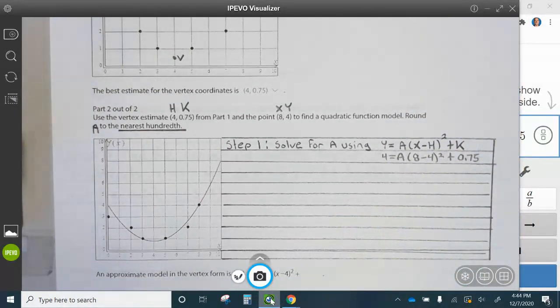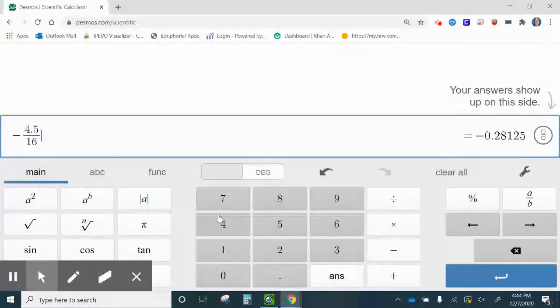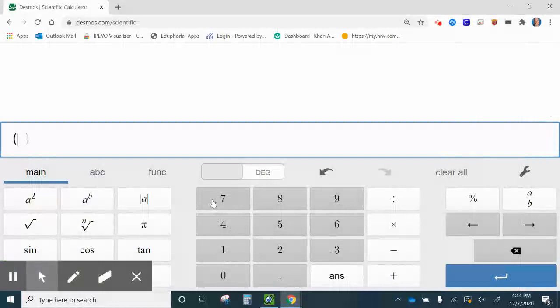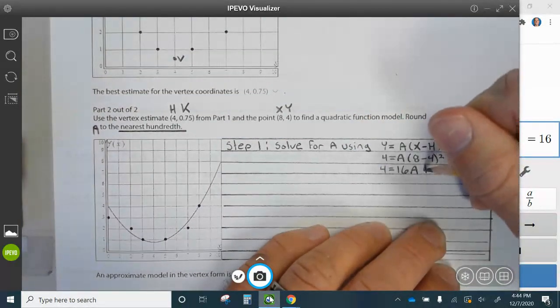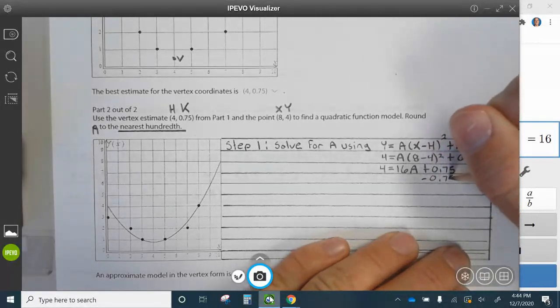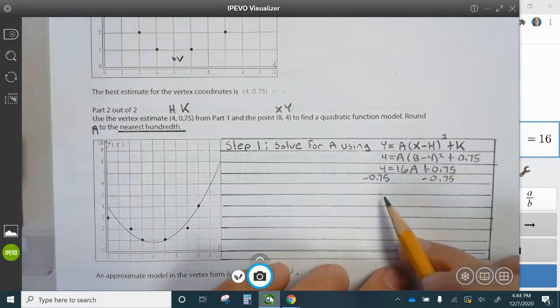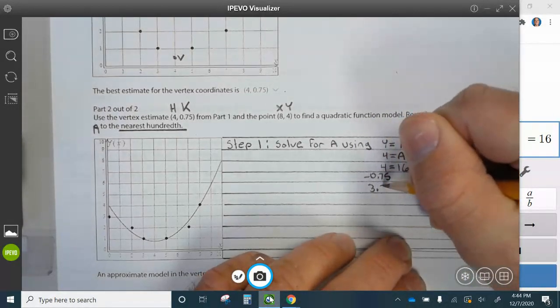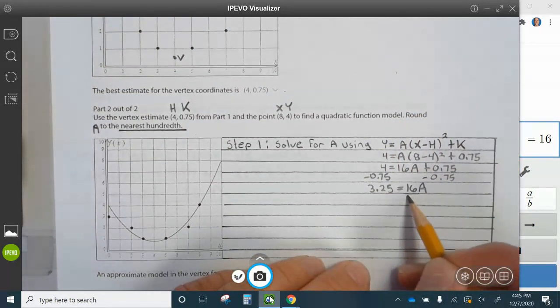Now, we already know that 8 minus 4 squared is 16, but we can use the scientific calculator to do that if we want. Parentheses 8 minus 4 squared is 16. So then that's 4 equals 16A plus 0.75. We're going to subtract 0.75 from both sides. So 4 minus 0.75 is 3.25 equals 16A. Divide both sides by 16.